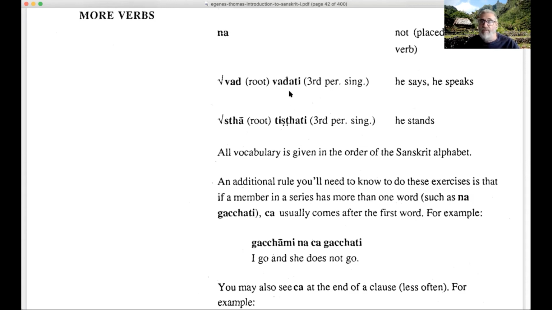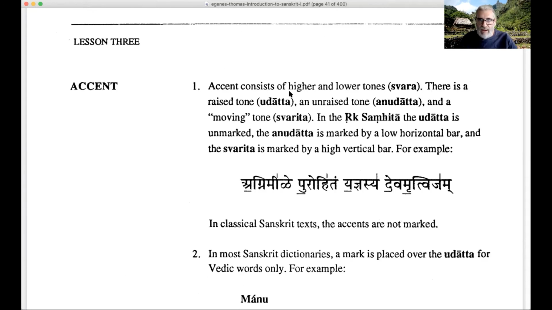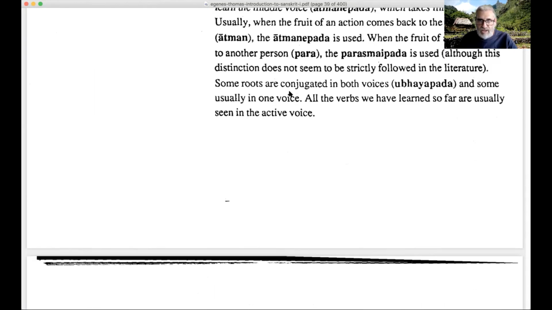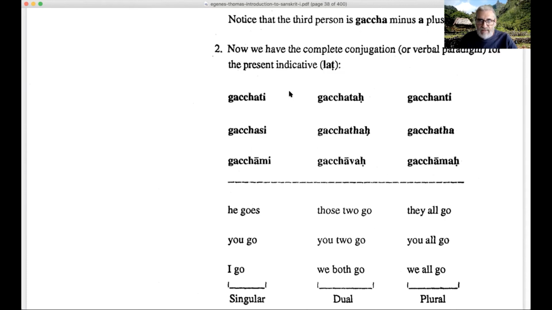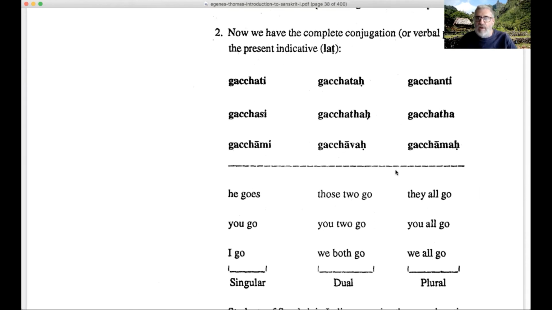So I'm going to give you an example of vadati. I'm going to conjugate vadati because we know how to conjugate in the present tense active, right? We know how to do that already. So vadati, vadataha, vadanti, vadasi, vadathaha, vadatha, vadami, vadavaha, vadamaha, right? That's how we conjugate vadati. Now, let's go back and I'm going to show you again gachati. Here's gachati on the screen. This is our paradigm, our example verb: gachati, gachataha, gachanti, gachasi, gachathaha, gachatha, gachami, gachavaha, gachamaha, right?